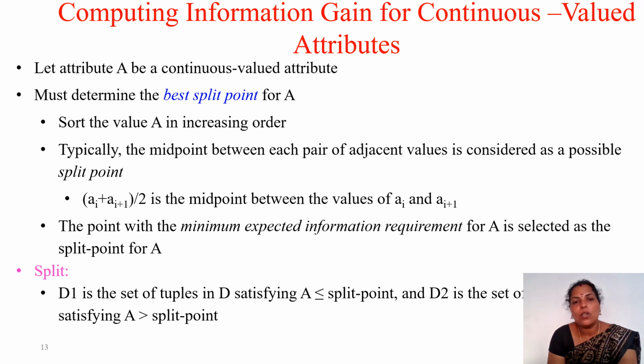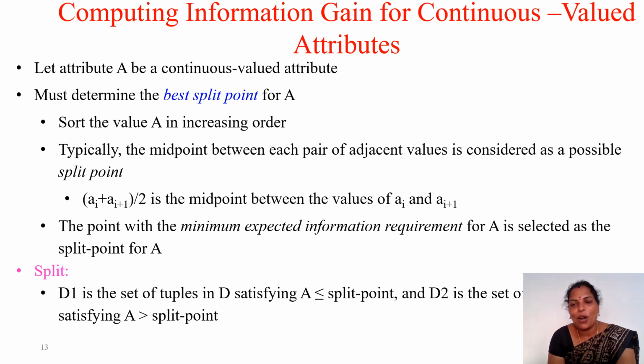How to find the best split point: we have to sort the values of A in increasing order. Then we find the midpoint between each pair of adjacent values. That is, Ai plus Ai plus 1 divided by 2 is the midpoint between the values Ai and Ai plus 1. The point with the minimum expected information requirement for A is selected as the split point for A. Suppose in the given data it is not given, you have to apply this methodology.